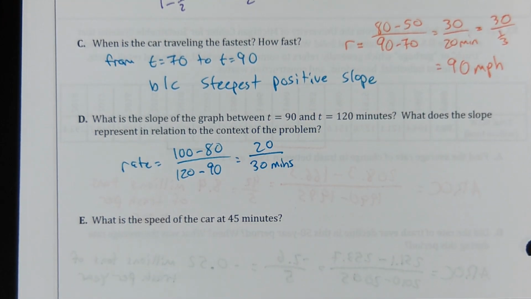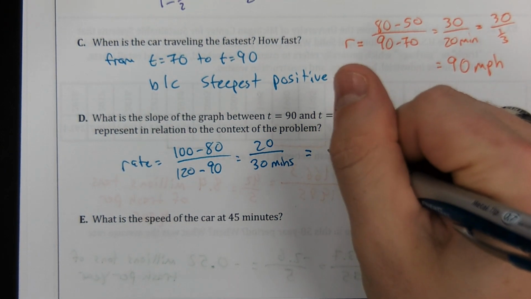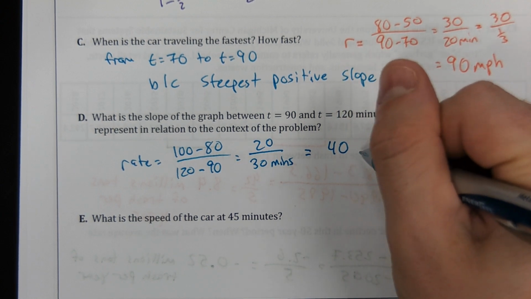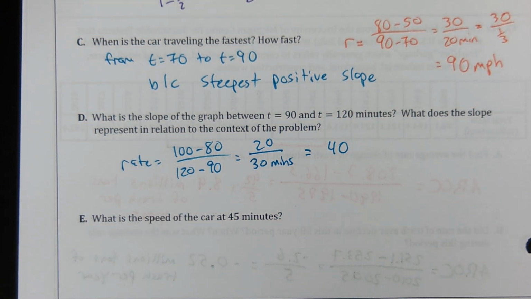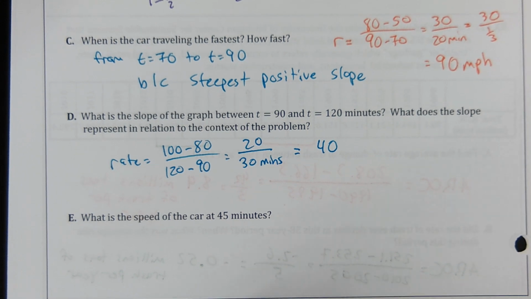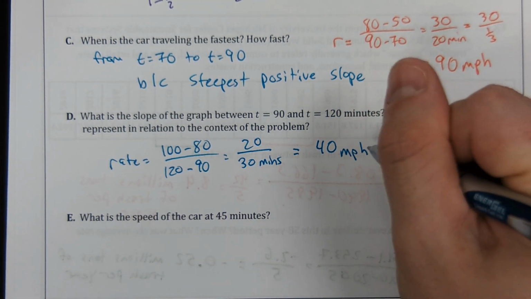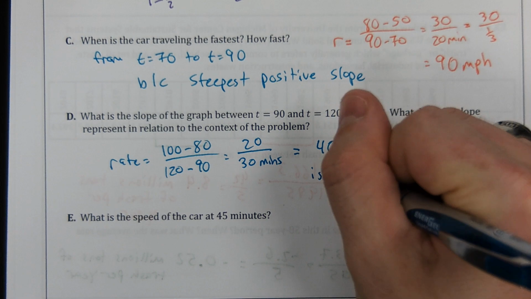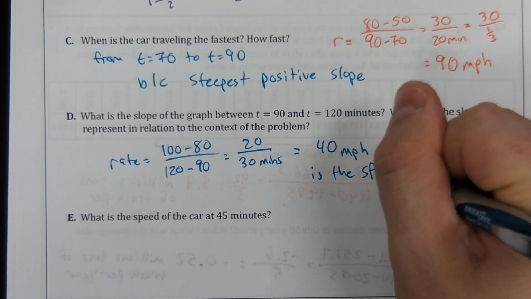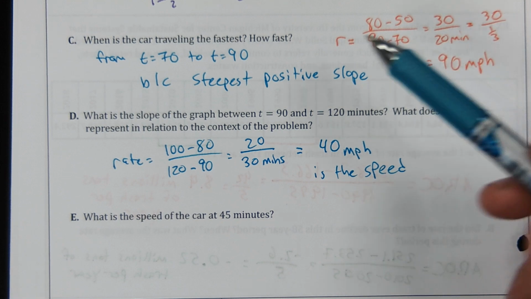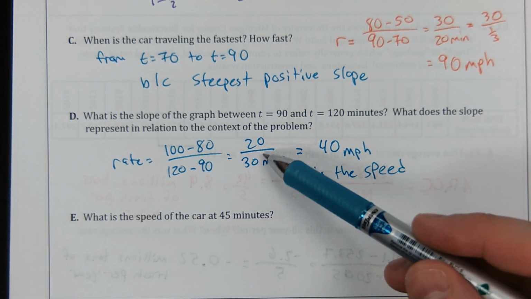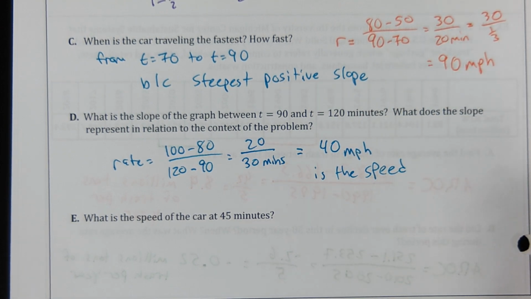So if you go 20 miles in 30 minutes, how far did you go in 1 hour? Yep, just double the top and bottom. 40 is our rate. It says, what does the slope represent? It's the speed. I'm not really sure why that question is here. That's what it represents. Yeah, just 40. Or do you think you should have left it as 20 miles over 30 minutes?